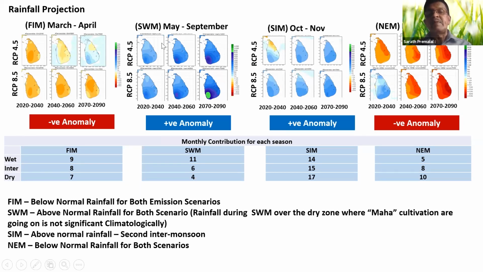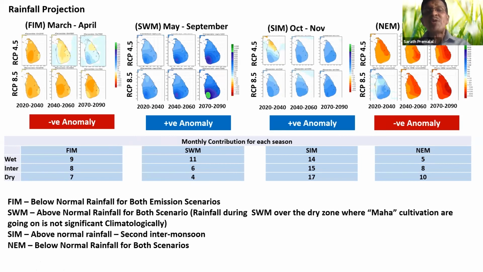And even the second inter monsoon, the rainfall is much higher. That is a positive anomaly. But in the northeast monsoon season, the rainfall will be negative. So when we focus on the dry zone, we are focusing much on agriculture, because agriculture is one of the main livelihood options in Sri Lanka, and you know that it is one of the main economies.